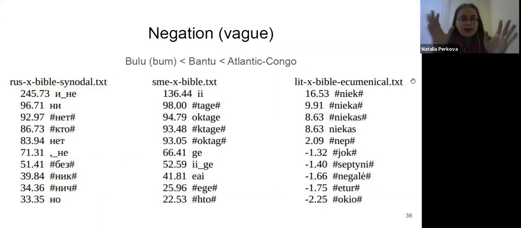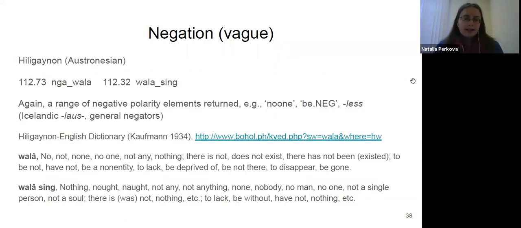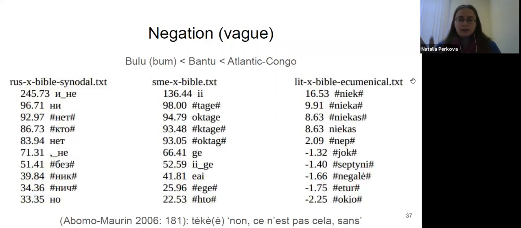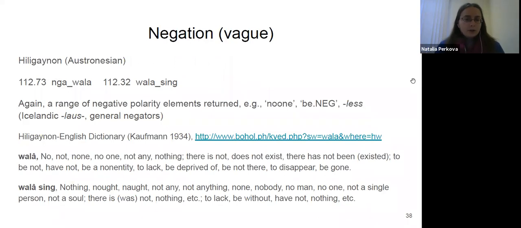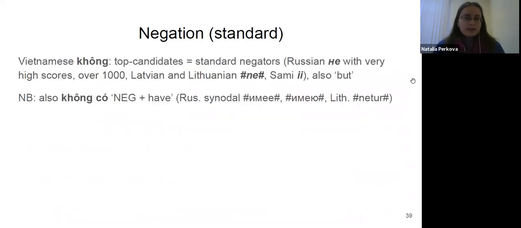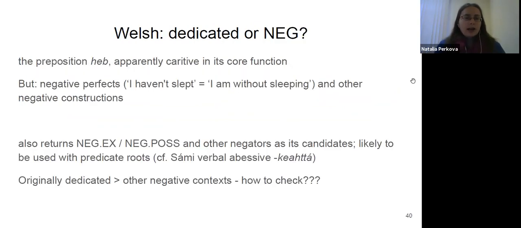Okay. So this is how it looks for several languages: Russian, Sami, Lithuanian. And in the dictionary it says "non, ce n'est pas cela, sans." So these kinds of elements. This is just a very similar example. If you check the slides, you'll see this. And the standard negation is a little bit tricky, but then you get a Russian "не," for instance, with very high scores, over 1,000 here. And this was the case with Vietnamese. And this is almost the last part.